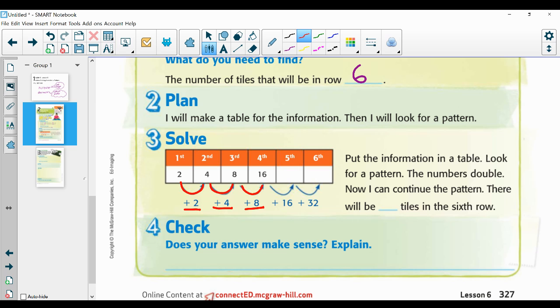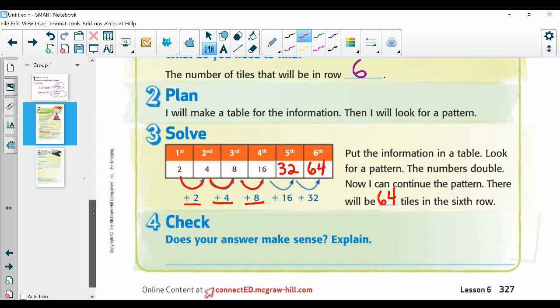So I'm doubling. So I'm going to take 16 plus 16. That's 32. That would be a good one to write in the margin to figure out the answer if it wasn't already given to you. 32 plus 32 is 64. So you put the information in a table, look for a pattern. The numbers double. Now I can continue the pattern. There will be 64 tiles in the 6th row.